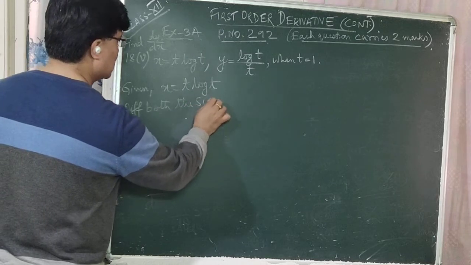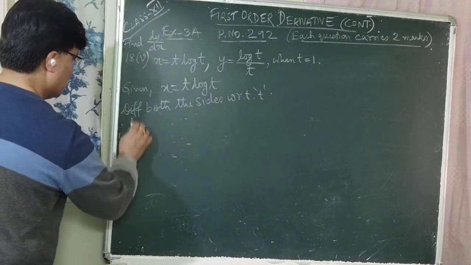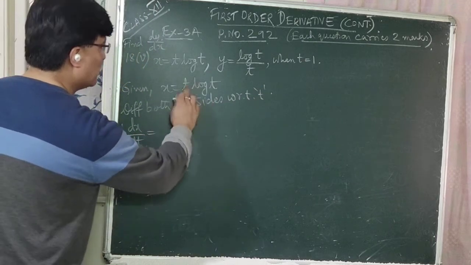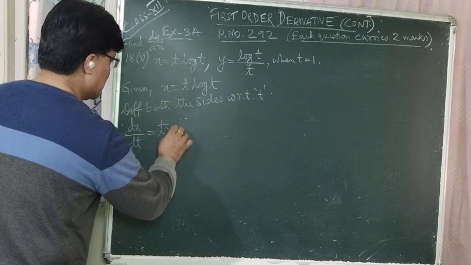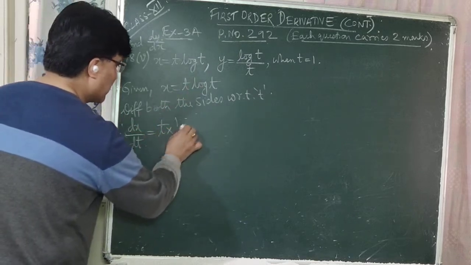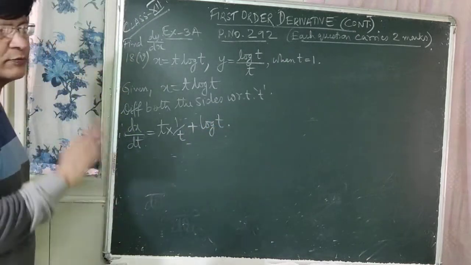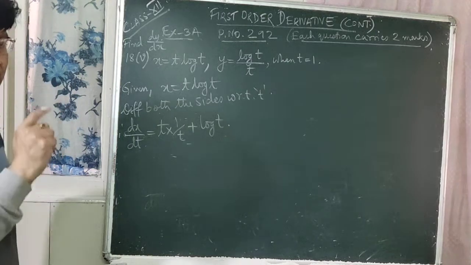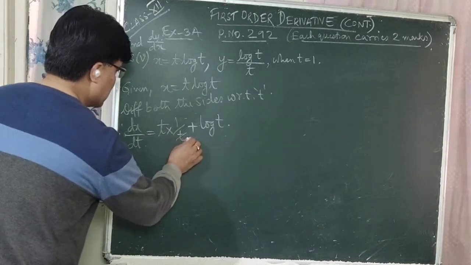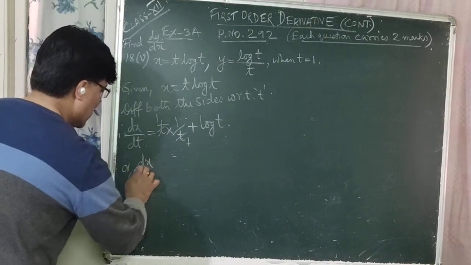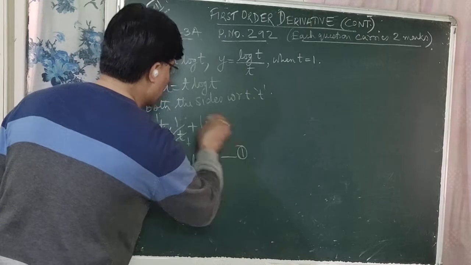Differentiating both the sides with respect to t. So therefore dx by dt is equal to u v rule. This is the product of two different functions, isn't it? So t is kept as it is into, what is the differentiation of log t with respect to t? It is 1 by t plus, so log t is kept as it is into, what is differentiation of t with respect to t? It is always 1. That is d by dt of t is 1. It is just like d by dx of x is 1. Okay? So here dt gets cancelled. So dx by dt is equal to 1 plus log t. So this is your number 1.